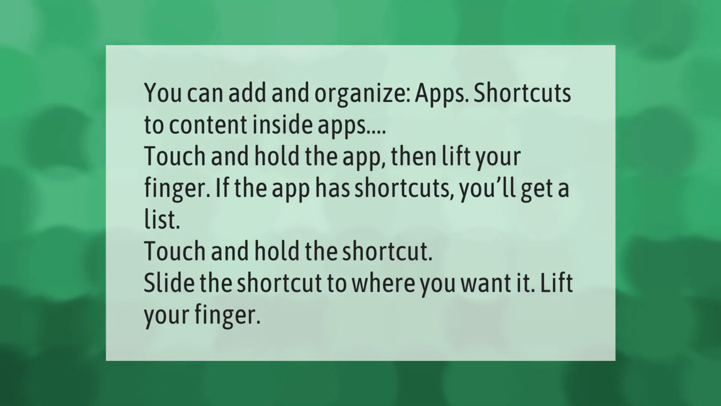You can add and organize apps. Shortcuts to content inside apps. Touch and hold the app, then lift your finger. If the app has shortcuts, you'll get a list. Touch and hold the shortcut. Slide the shortcut to where you want it. Lift your finger.